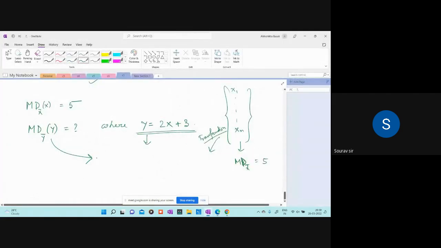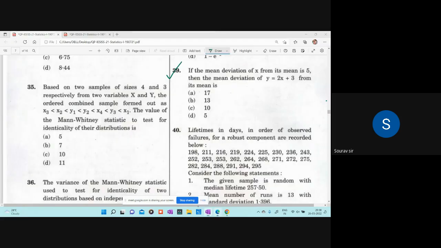See, the property says that mean deviation of y is equal to this. It depends only on the change of scale, not on change of origin. It doesn't depend on change of origin, it depends on change of scale only. So this will be your answer. If I take the reverse thing, MD of y will be 2 into 5, that is equal to 10. So my answer is option C.